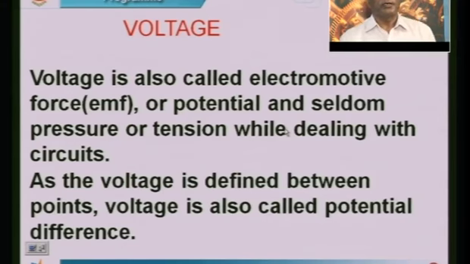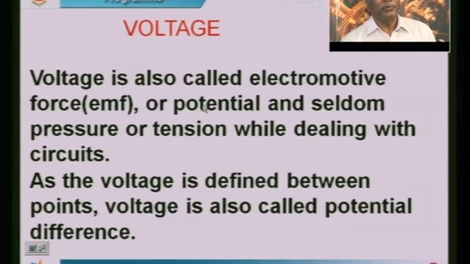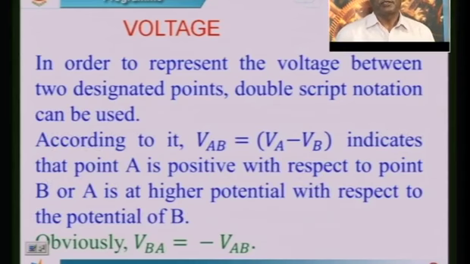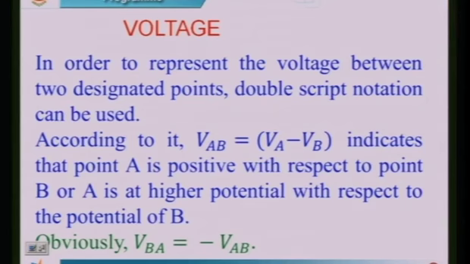Voltage is also called electromotive force, that is nothing but EMF, or potential, and sometimes pressure or tension is also used. In that respect, you must have come across high tension wires indicating high voltage wires. As the voltage is defined between 2 points, voltage is also called the potential difference. In order to represent the voltage between two designated points, double subscript notation can be used, in which case we can have an idea with reference to this.